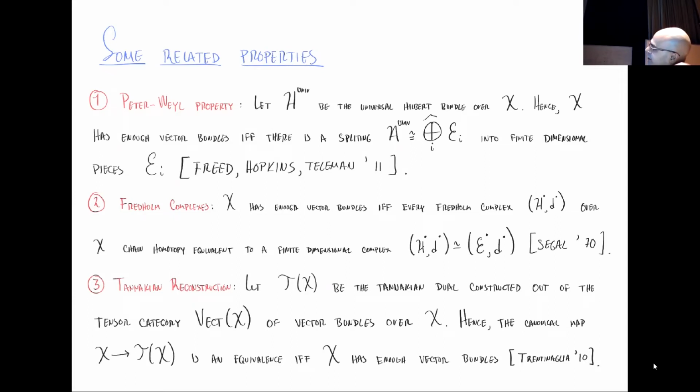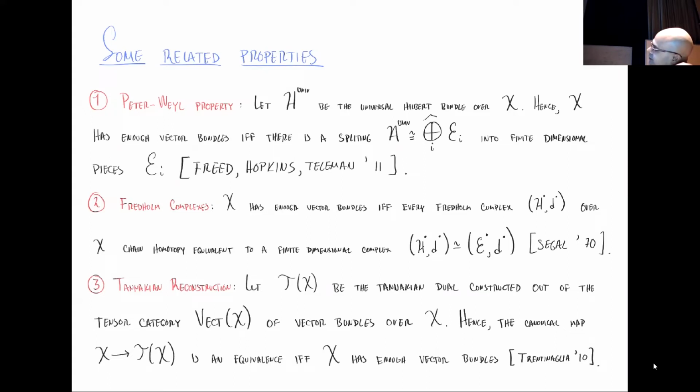So it was pointed out by Freed, Hopkins, and Teleman that the property of having enough vector bundles, and then the property of being a global quotient stack, is in fact equivalent to this sort of Peter-Weyl property, which says that the universal bundle can be split as an orthogonal sum of finite dimensional pieces. So, for example, in the case of the classifying stack of a compact Lie group, this property is satisfied just by the classical Peter-Weyl theorem.